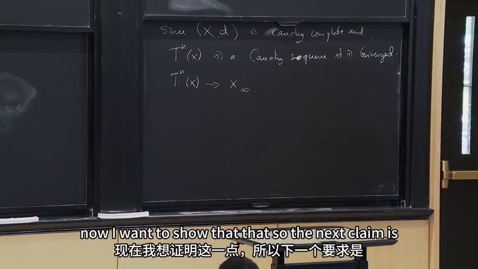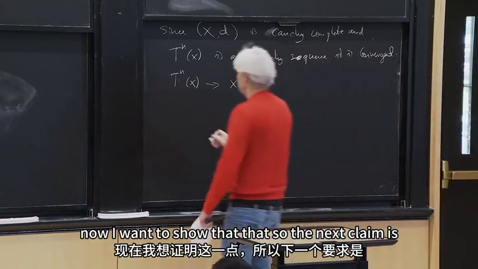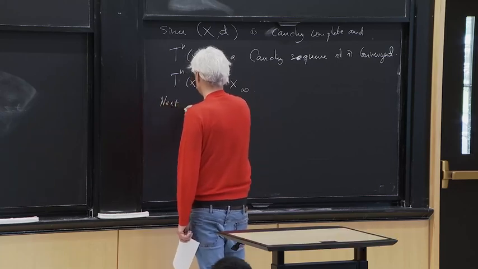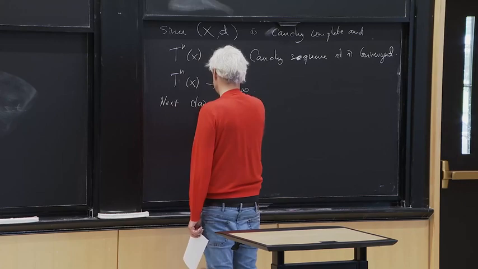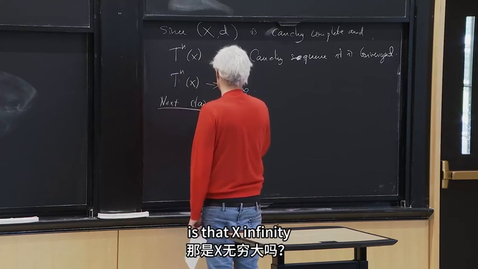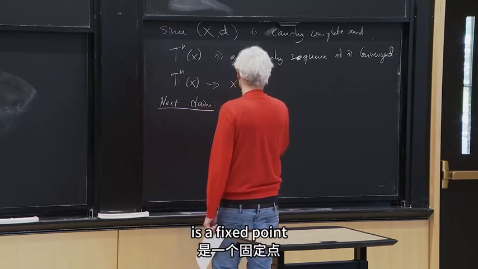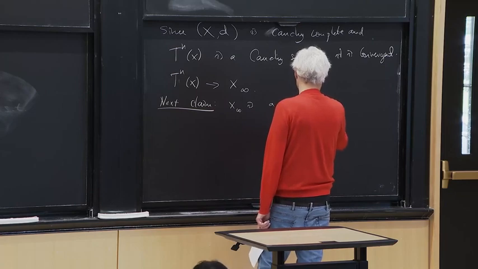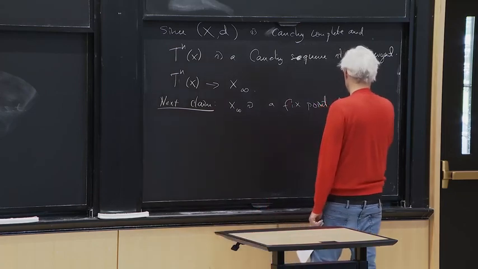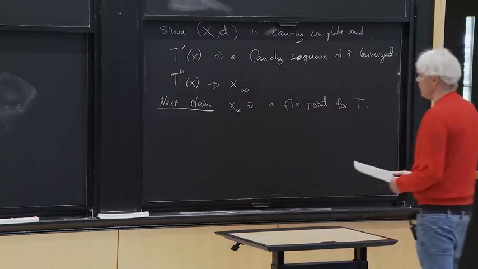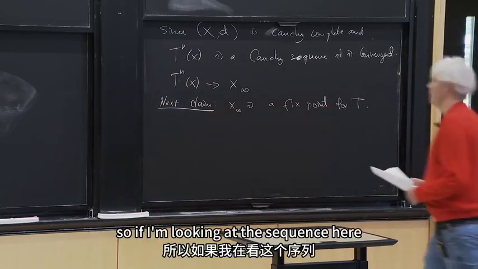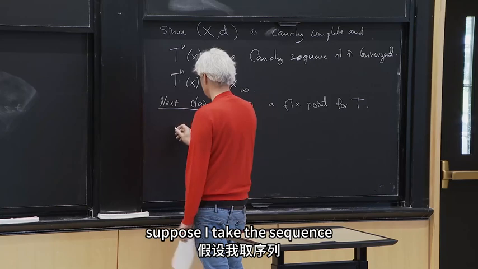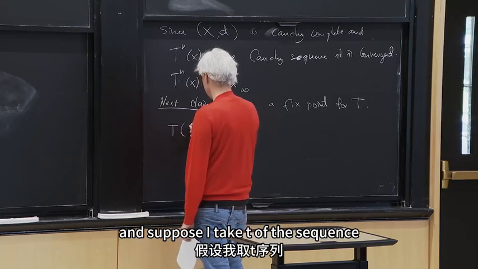Now I want to show the next claim, that x infinity is a fixed point for T. Okay. So if I'm looking at the sequence here, suppose I take T of the sequence.